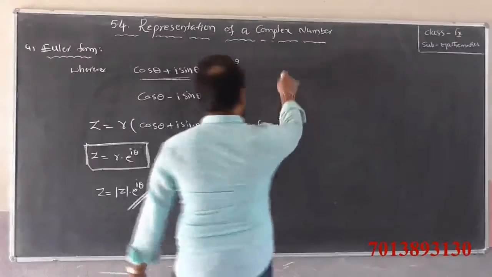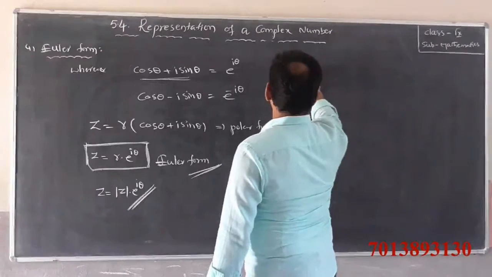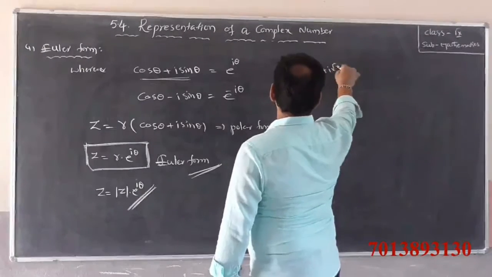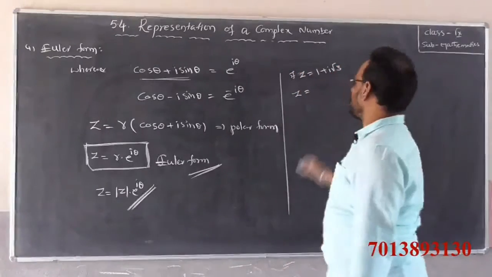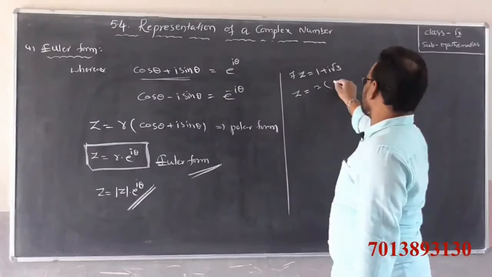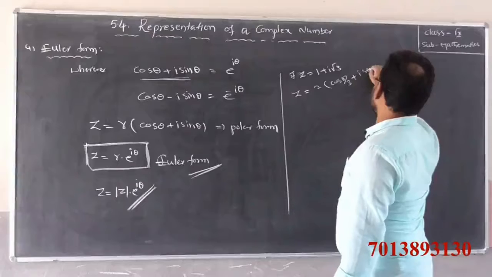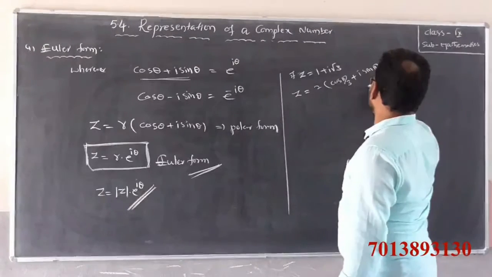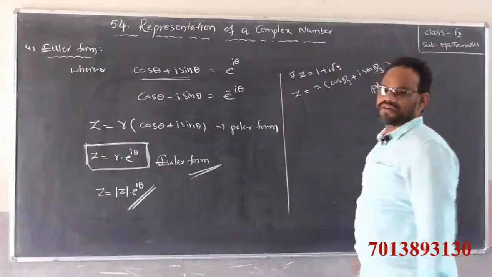Let us discuss one example here. Already we know that if z is equal to 1 plus iota times root 3, the polar form, as discussed previously, is 2 times (cos pi by 3 plus iota times sin pi by 3). This is the polar form.